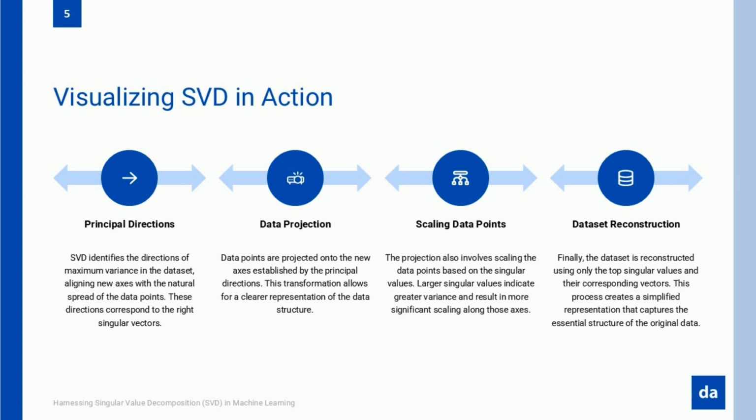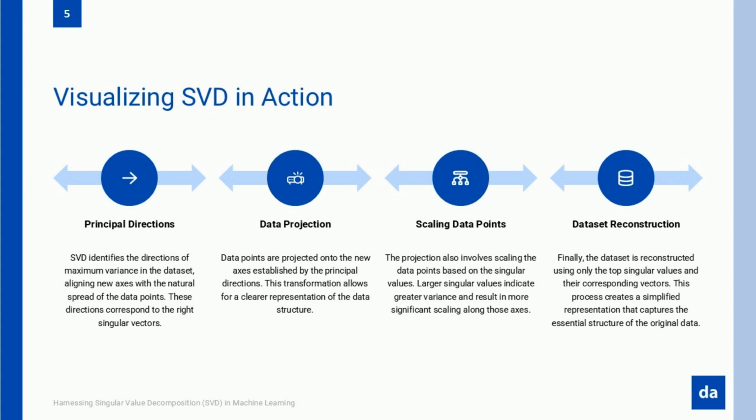The relationship between singular values and data variance becomes particularly illuminating when visualized. If we plot these values against their indices, we typically see a rapid drop-off. A few large singular values followed by many smaller ones. This visual tells us that most of the information in our dataset is contained in just a few dimensions, which is precisely why dimensionality reduction works.